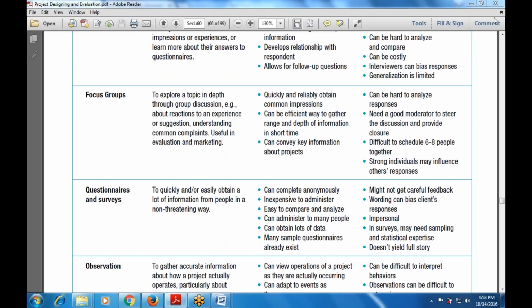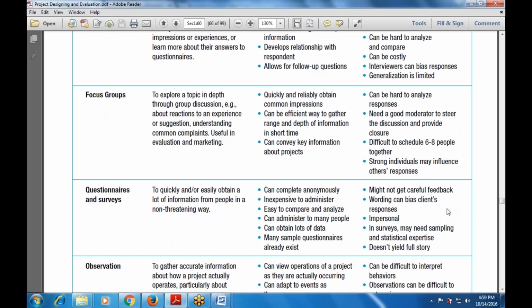So first challenge is that we might not get careful feedback, because if someone doesn't know how to write, or how to give the correct answer, he or she may give a hodgepodge answer that cannot be understood by the person who is reading the questionnaire. It is very difficult in that situation. Then wordings can bias a client's responses. Someone has different wordings, and this can also bias the client's responses.